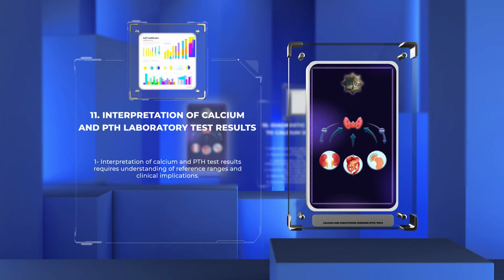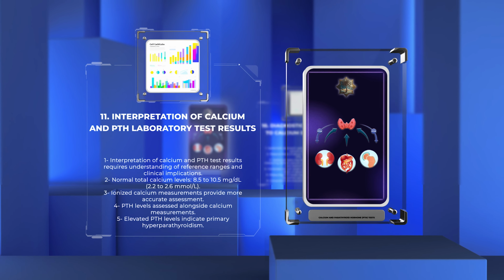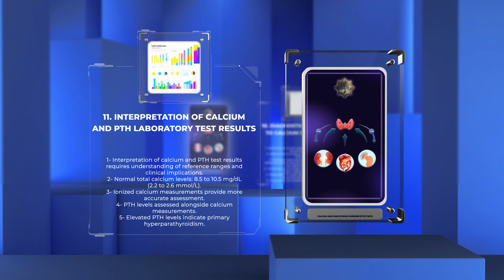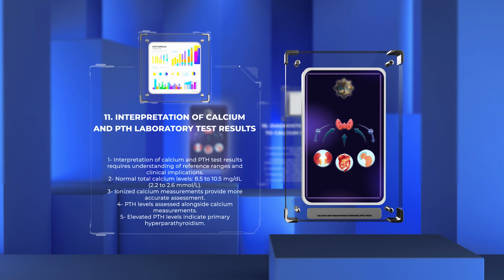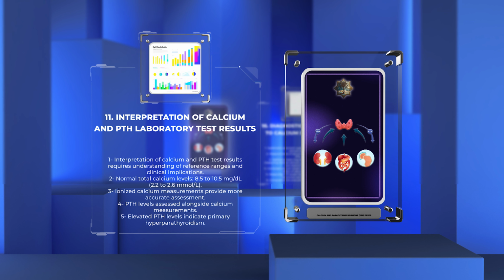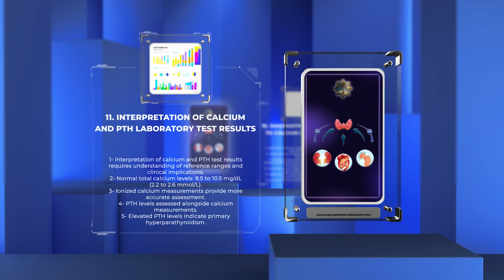Interpretation of calcium and parathyroid hormone, PTH, laboratory test results requires a comprehensive understanding of reference ranges and their clinical implications. Normal total calcium levels generally range from 8.5 to 10.5 mg/dl, 2.2 to 2.6 mmol/L. However, it is important to bear in mind that reference ranges may vary among laboratories, and clinical judgment should be exercised when interpreting results. Ionized calcium measurements provide a more accurate assessment of calcium status and are especially useful in patients with abnormal albumin levels.